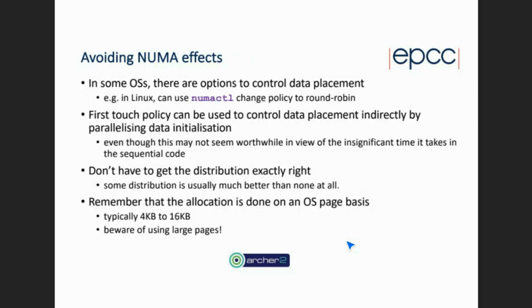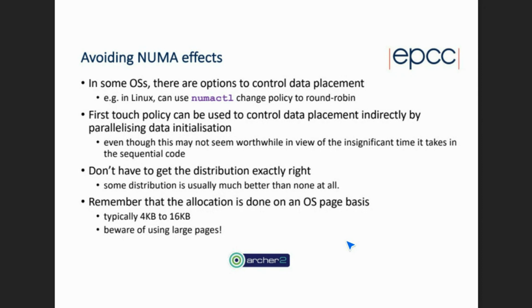What can we do? Well, what can we try to do? Depending on the operating system, there are some options to control the data placement. For example, in Linux, there's a command called numactl, which allows you to change the placement policy for a program. For example, you can change it from first touch to round robin, which just means it's going to cycle as pages of data get accessed. They just get allocated in a cyclic fashion round all the NUMA regions. However, that might help a bit.